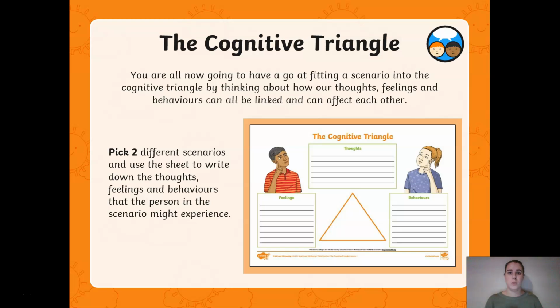Now, I'm going to ask you that you do 2. If you would like to do more than 2, then by all means, you are more than welcome to do more than 2. I have included a copy of that sheet that you can copy. If you don't have access to a printer, don't worry. You can draw that triangle out onto your piece of paper and write those boxes on yourself, not a problem.